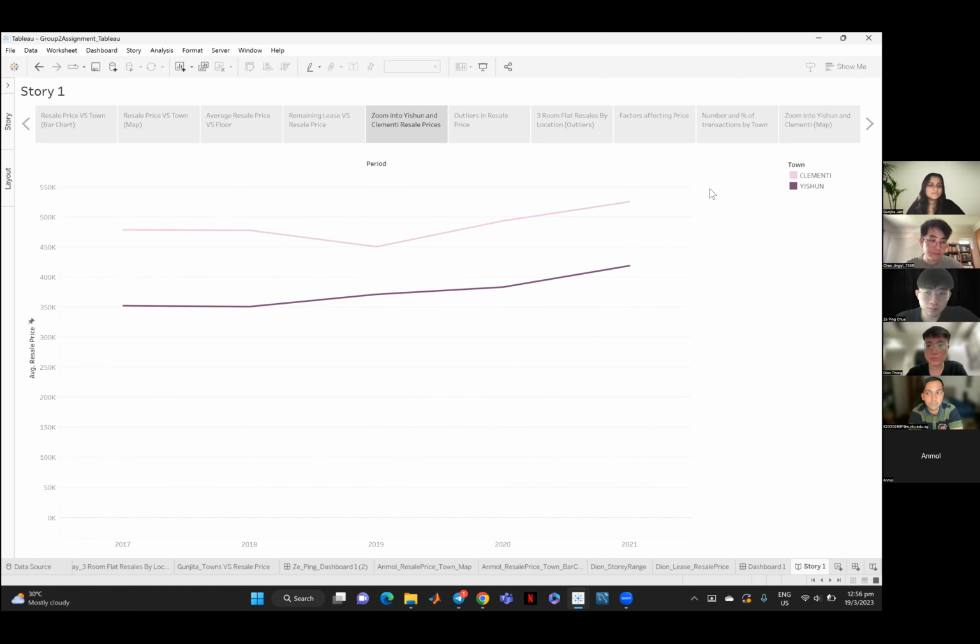Thank you. So we have seen the different resale prices across the entire map of Singapore, and we've also zoomed into the different median prices.